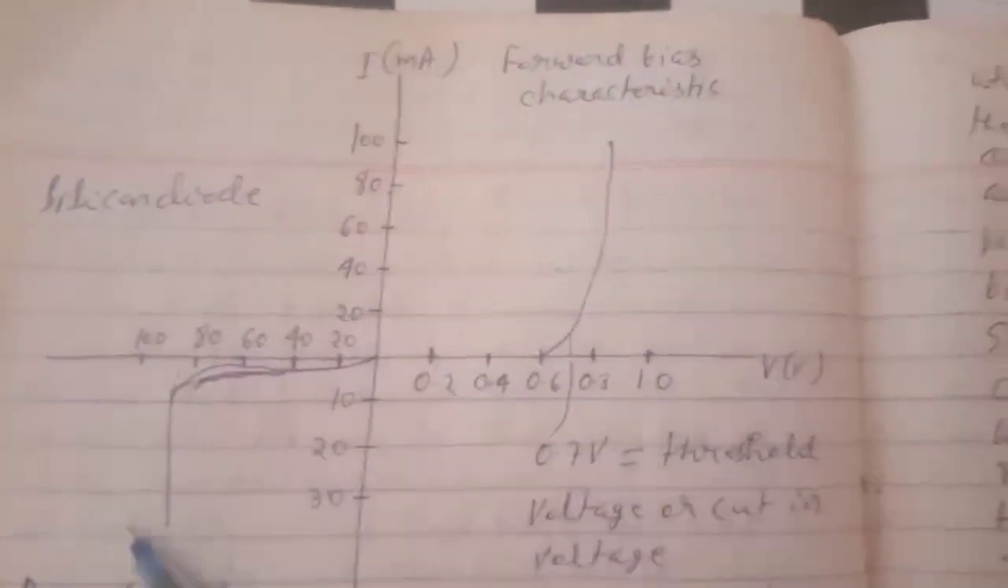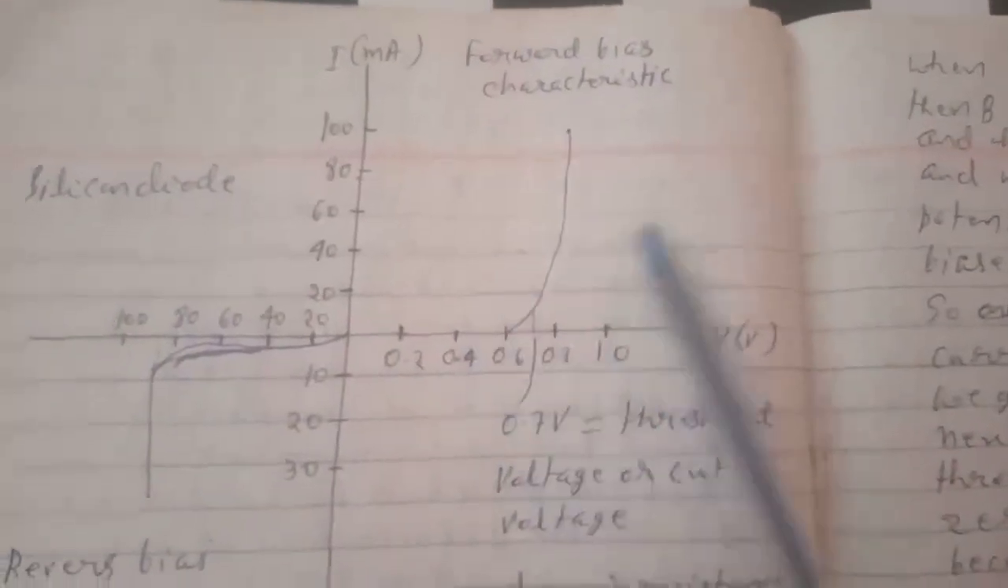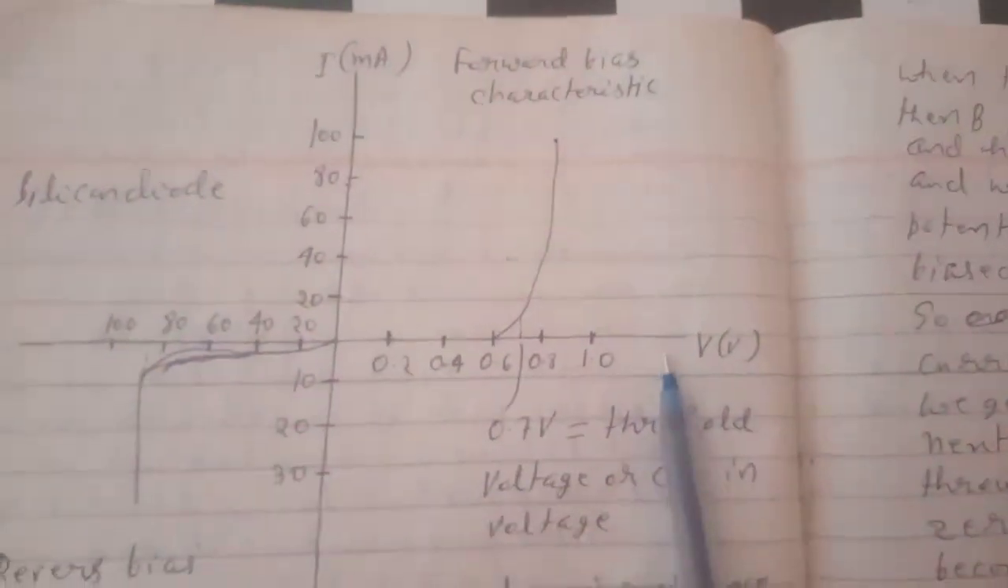Now the characteristics of a silicon diode are shown in the figure. This represents the forward bias characteristics. Here it is the current and it is the voltage.